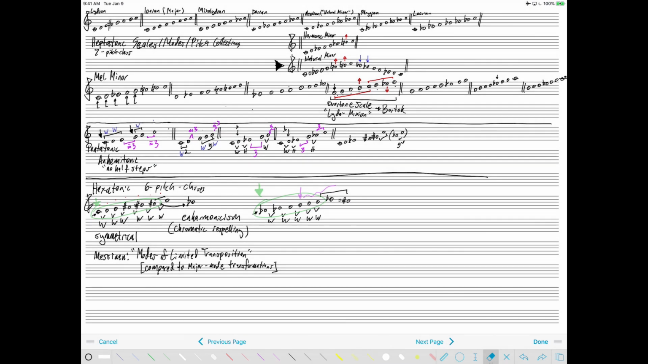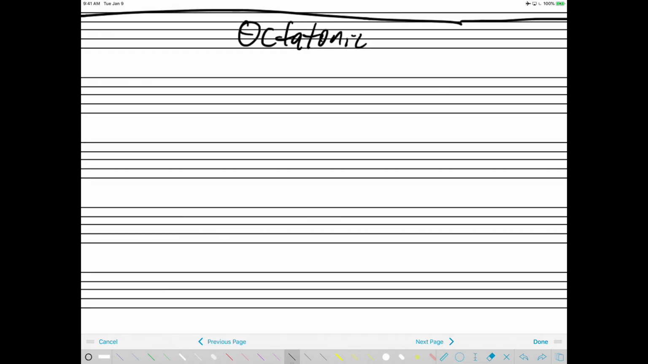And so we're going to talk about octatonic scales, and then I'm just going to briefly mention a few things that you should maybe keep in mind as you're creating your own scales. So we talked about pentatonic, those are 5 pitch classes. Hexatonic, those are 6 pitch classes. Heptatonic, those are 7. And octatonic are going to be 8 pitch classes.